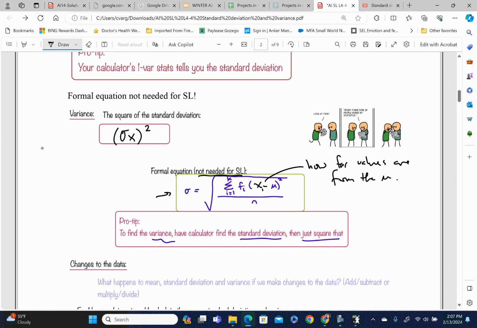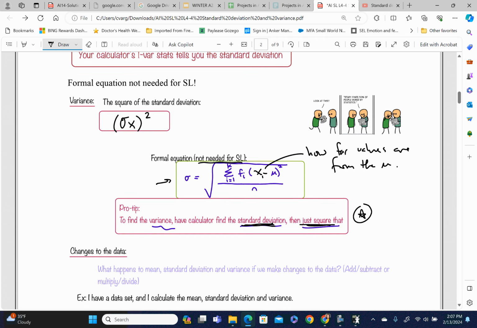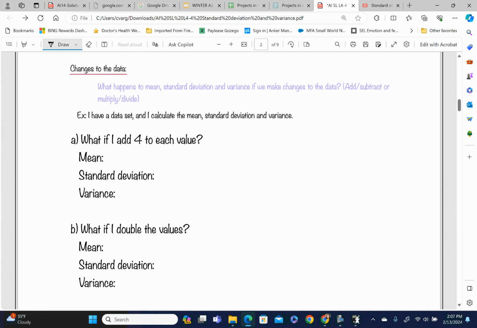Definitely have the calculator find the variance, have the calculator find the standard deviation, and then just square it. So this is another pro tip for you to know. And again, like I said, the formal equation is not needed. Okay. This is the main part of our lesson.